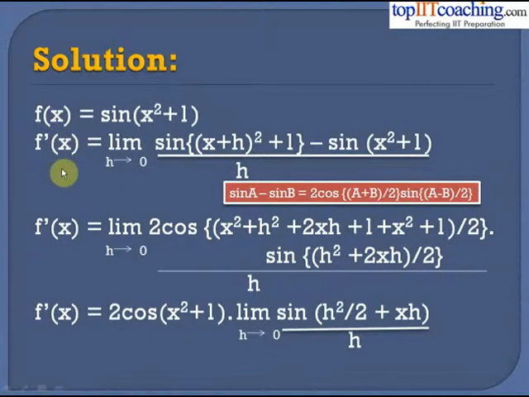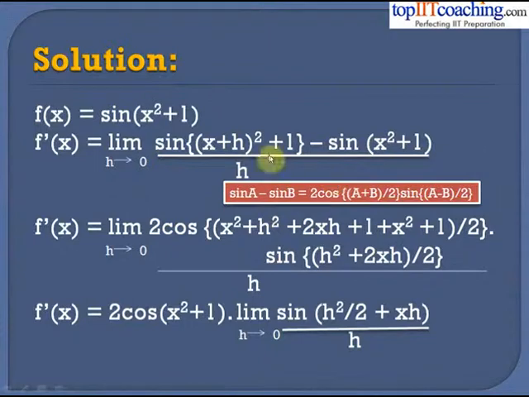Now f dash x from the first principle would be equal to limit of sine of (x plus h) whole square plus 1 minus sine of x square plus 1, whole divided by h, when h tends to 0. Now we know that sine of a minus sine of b is equal to 2 times cos of (a plus b) by 2 into sine of (a minus b) by 2. This is once again a basic trigonometric identity.